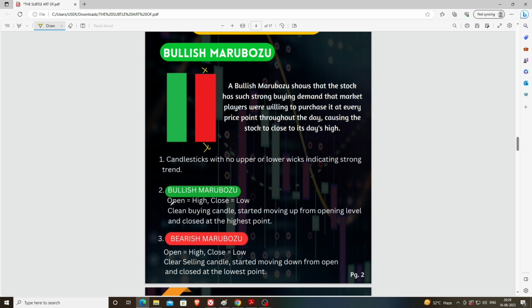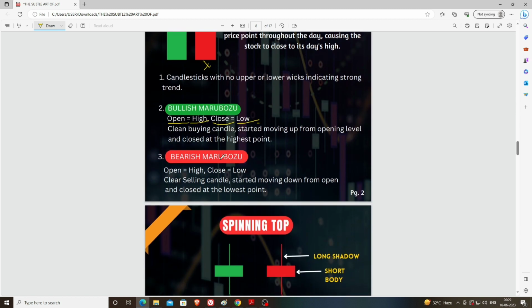Candlesticks with no upper or lower wicks indicate a strong trend. For a bullish Marubozu, you can see open equals low and close equals high, because there is no separate high or low for these candlestick patterns. It is a clean buying candle that started moving up from the opening level and closed at the highest point. Coming to the bearish Marubozu, open equals high and close equals low. As you can see, there are no separate wicks, so it's a clear selling candle that started moving down from the open and closed at the lowest point. I hope this is clear for you all.